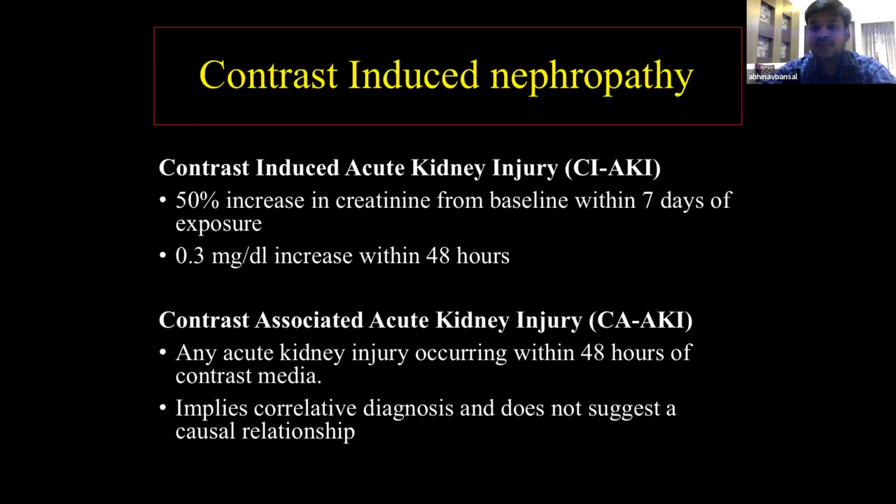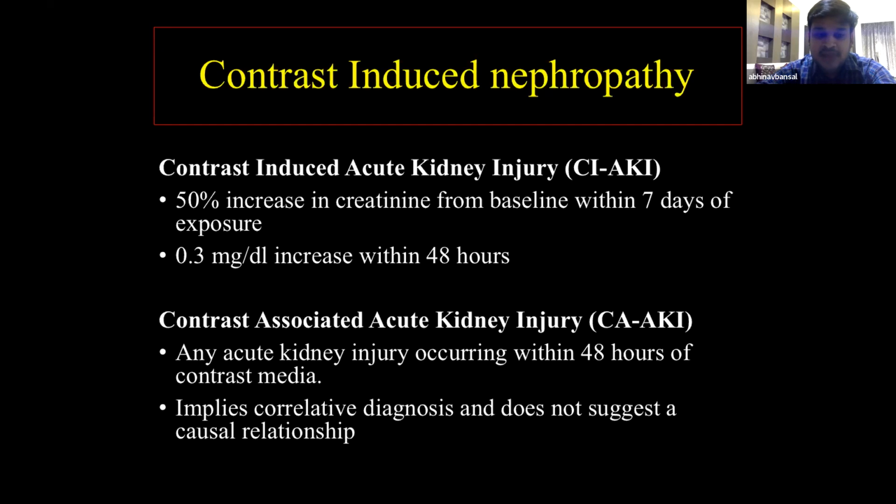Now, contrast-induced nephropathy is a term which is the most talked about in reference to any contrast agent, whether it be iodine-based or the MRI contrast agents. The term contrast-induced nephropathy has now largely been replaced by these two terms, contrast-associated acute kidney injury and contrast-induced acute kidney injury. So contrast-associated acute kidney injury basically means any acute kidney injury occurring within 48 hours of introduction of a contrast agent.